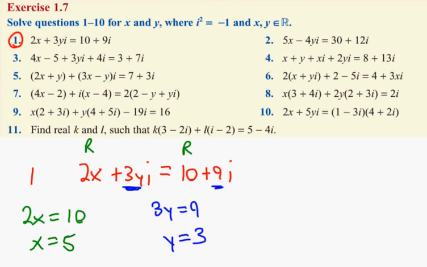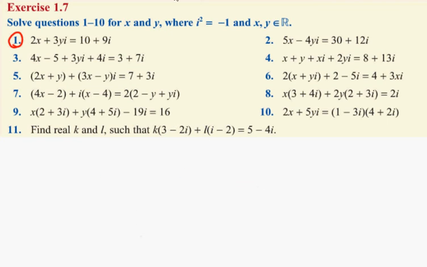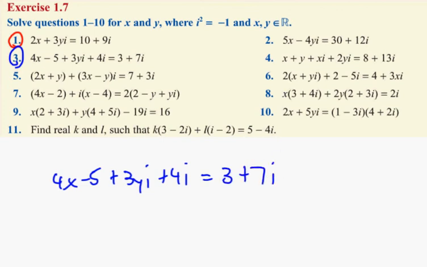Okay, so if you try another one out, like question 3 as an example: 4x minus 5 plus 3yi plus 4i equals 3 plus 7i. Now here's what you do first. Mark off all the real parts. Is 4x real? Because it has no i. Is minus 5 real? Is 3yi real? 4i real? Is 3 real? Is 7i real? So stop there, and your equation is 4x minus 5 equals 3.